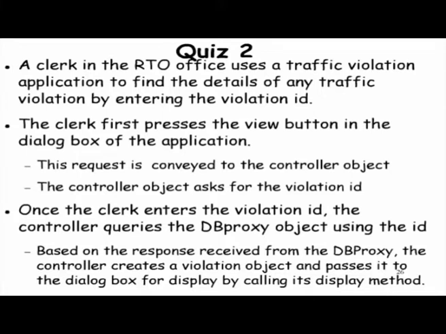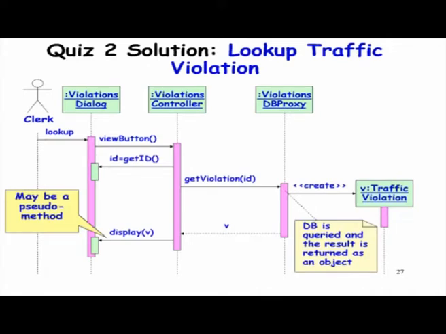Once the clerk enters the violation ID, the controller queries the database proxy, the DB proxy, using the ID. Based on the response received from the DB proxy, the controller creates a violation object and passes it to the dialog box for display by calling its display method. So this is the solution to this quiz.